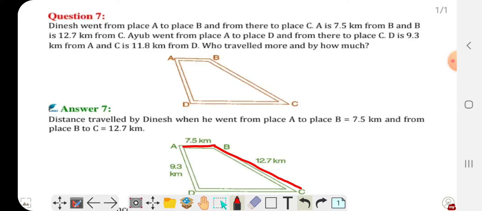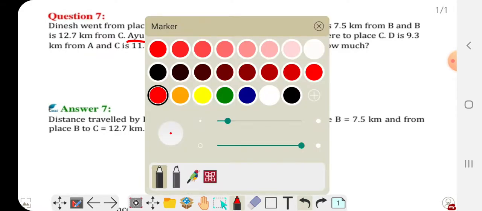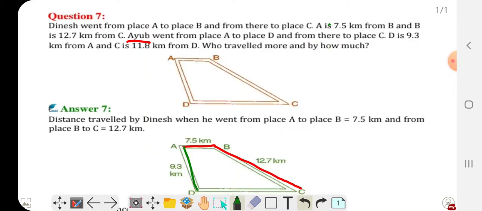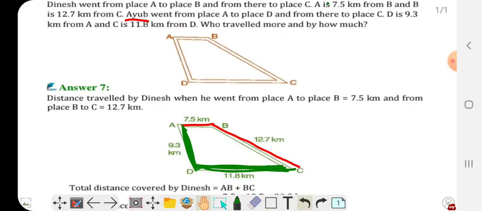Now next person is Ayub. Ayub went from place A to place D, and from there to place C, then from D to place C. The green line I am showing, these are the distances traveled by Ayub. D is 9.3 kilometer from A. The distance between D and A is 9.3 kilometer, and C is 11.8 kilometer from D. So the distance between C and D is 11.8 kilometer.